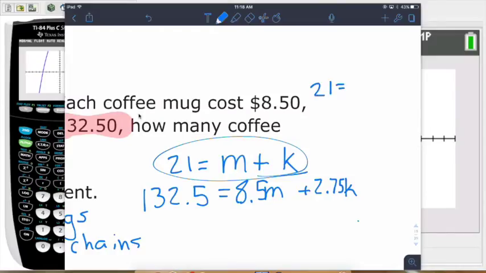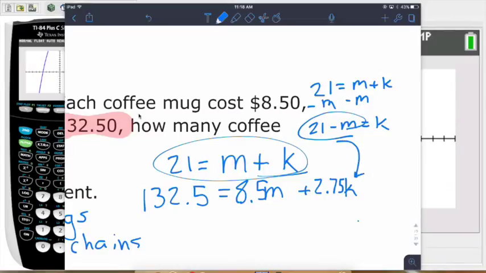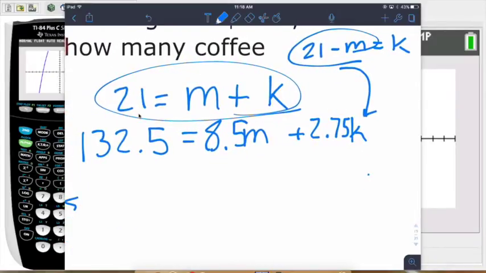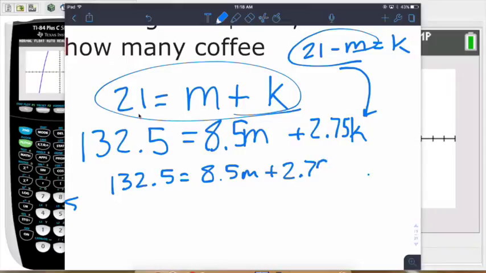So I got 21 equals m plus k. And I want to subtract m from both sides. So we're going to go 21 minus m equals k. So what we're going to do is take that and substitute it, plug it in for the k right there. I'm going to rewrite all this here. So 132.5 equals 8.5m, and then plus 2.75, and then parentheses 21 minus m.